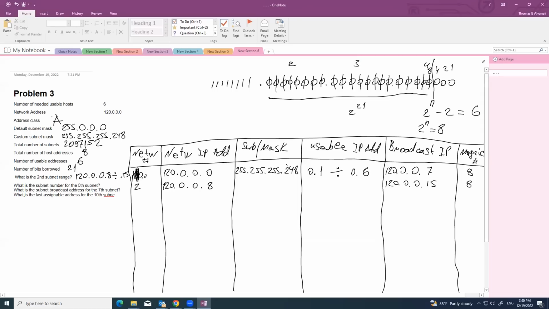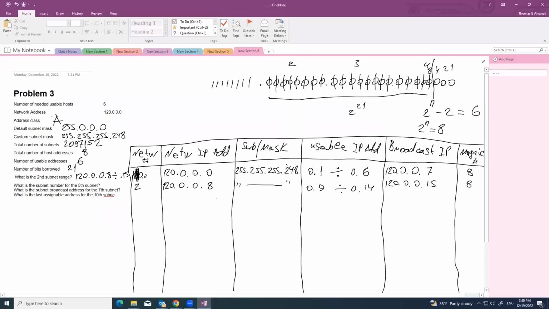Okay. Now, what is the subnet number for the second subnet? The subnet mask is the same. Usable IP addresses are between 8 and 15, which is 0.9 to 0.14.